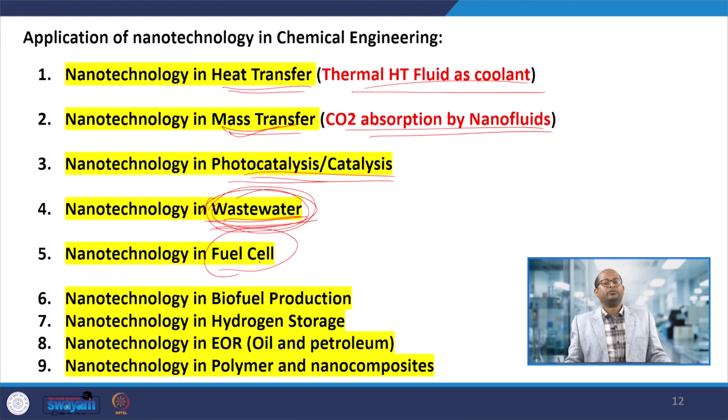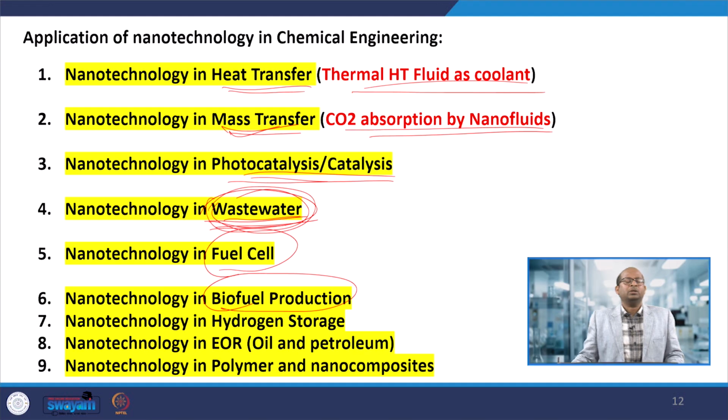And then fuel cells and biofuel production. If we have a lot of biomass or bio waste available and want to convert it into useful biofuel or synthetic fuel, that may be hydrogen, synthetic natural gas, ethanol, methanol, many things we can produce using raw biomass. There we can put in some nanomaterials and get our desired product, maybe hydrogen or syngas production. Next is hydrogen storage.